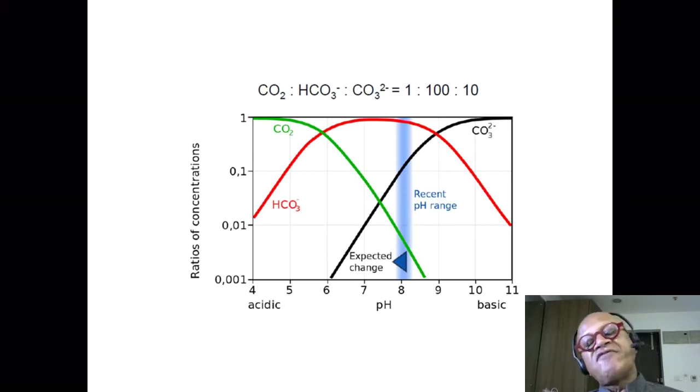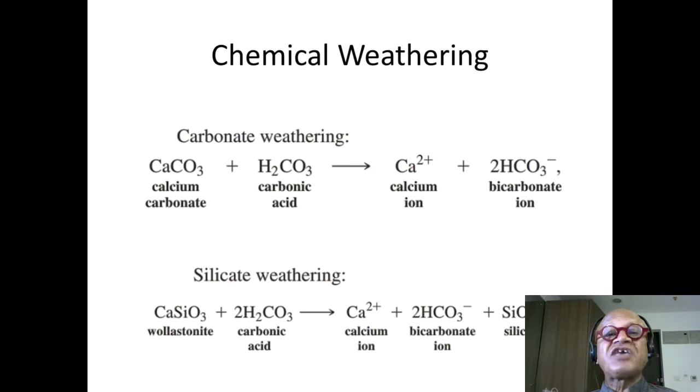So the buffering ability tries to keep the pH constant by moving things around. CO2, HCO3-, and CO3 2- occur in a ratio of 1 to 100 to 10. But you can see that as CO2 increases, carbonate ion drops off quickly. HCO3- reacts a little bit slowly, but it also eventually drops off. So you end up with reducing pH. This is our essential ocean acidification, right?